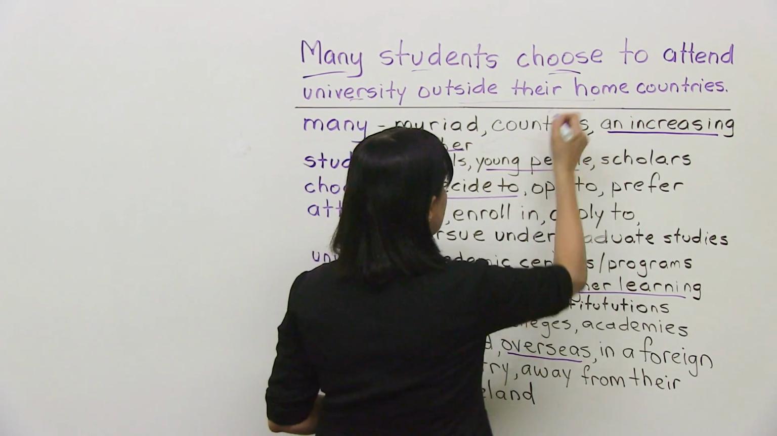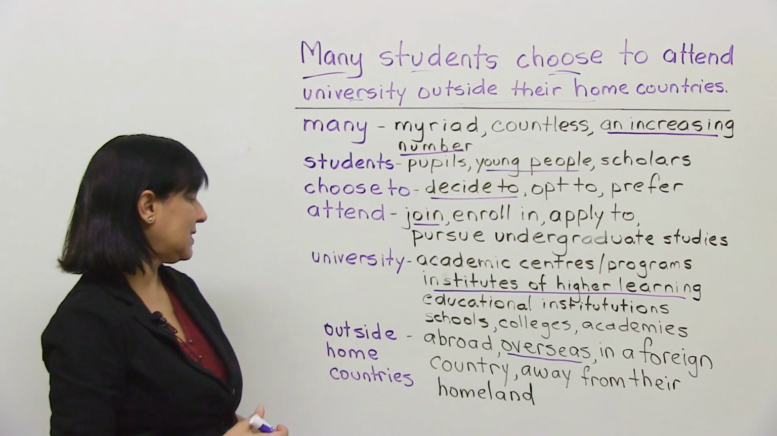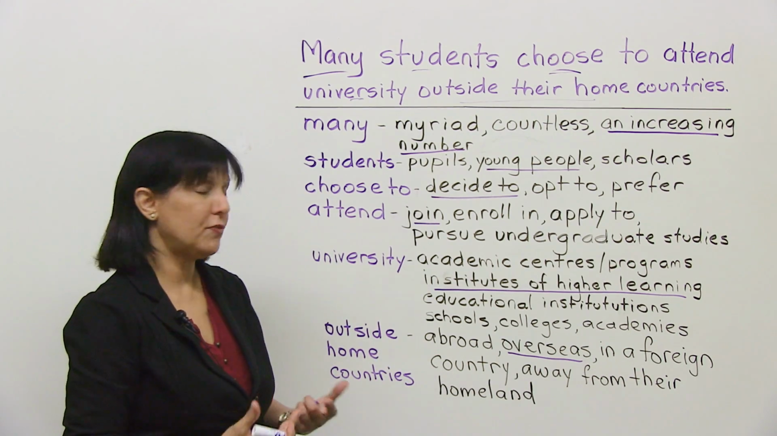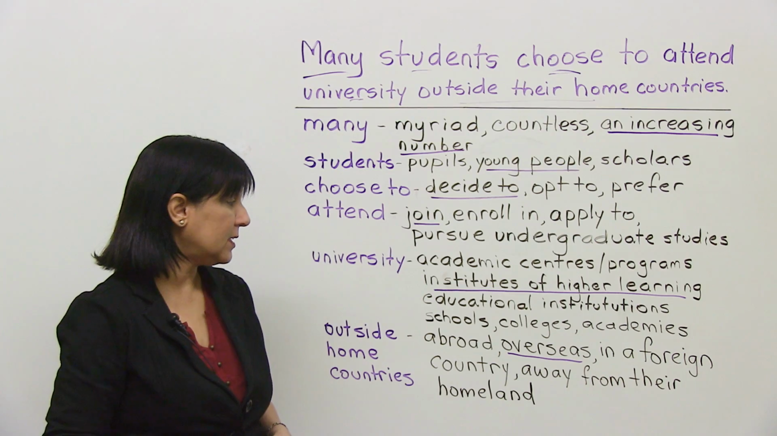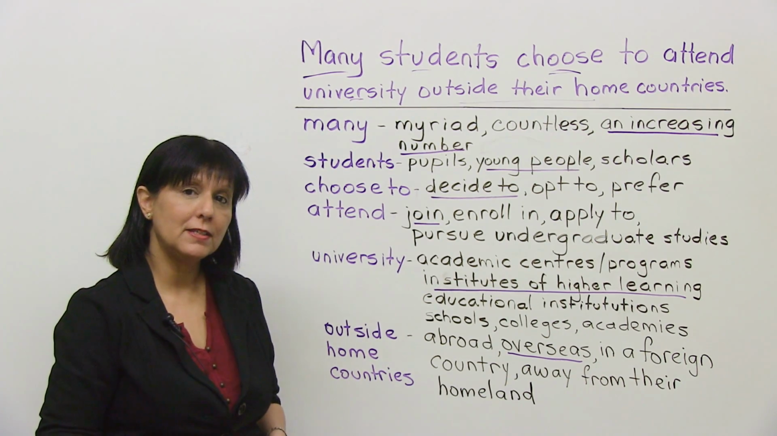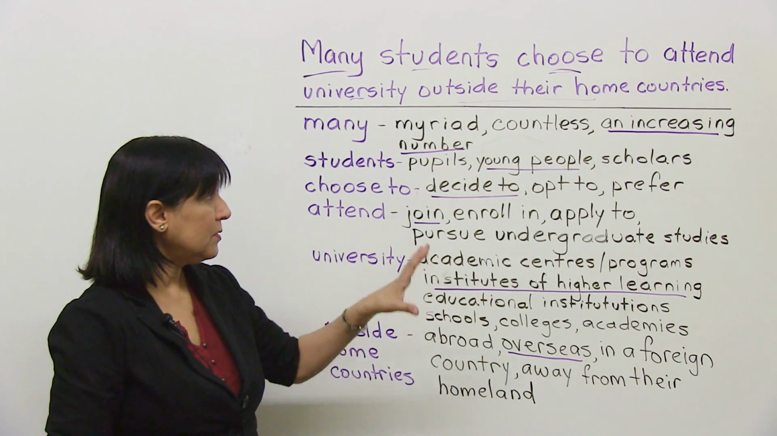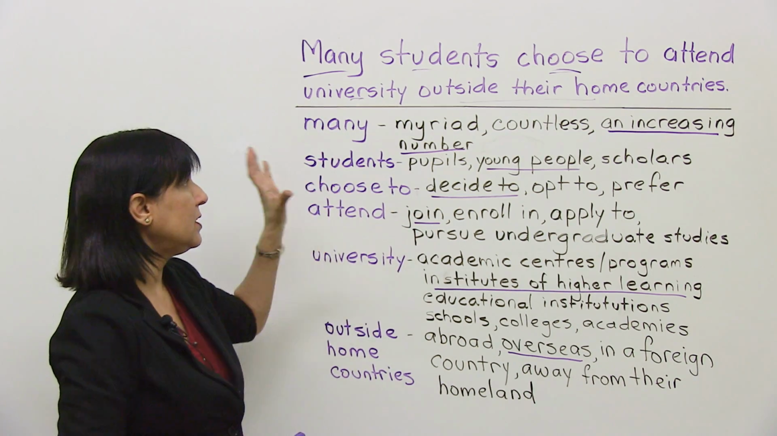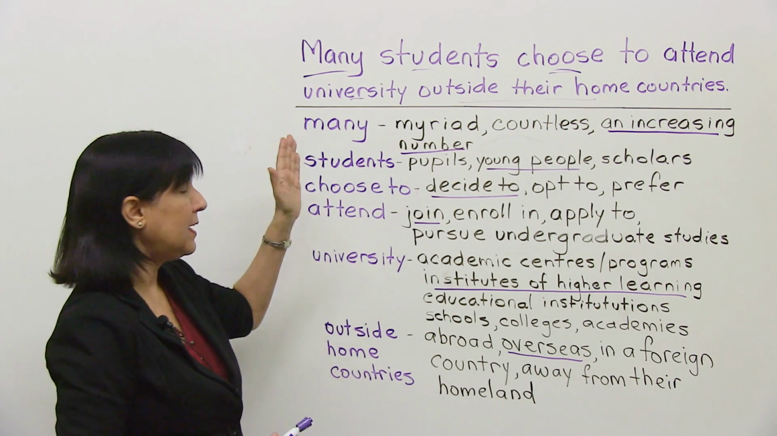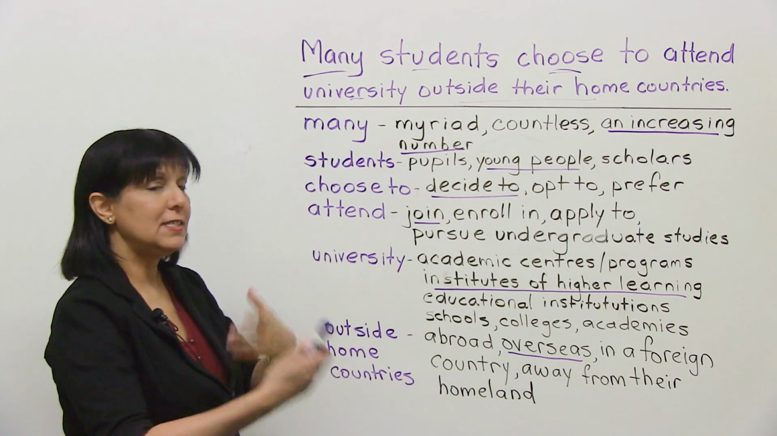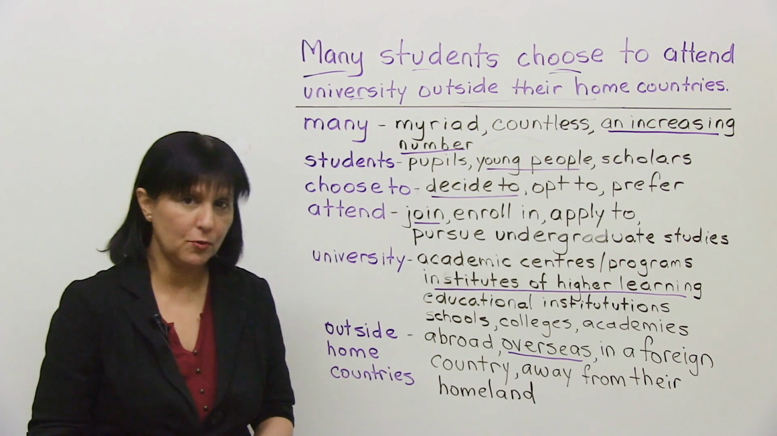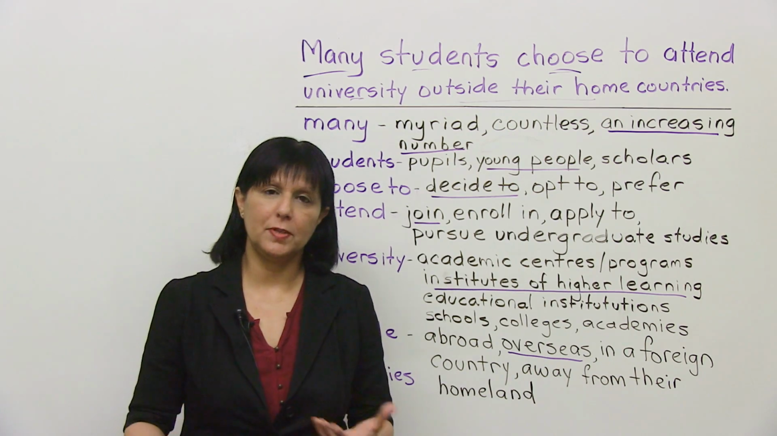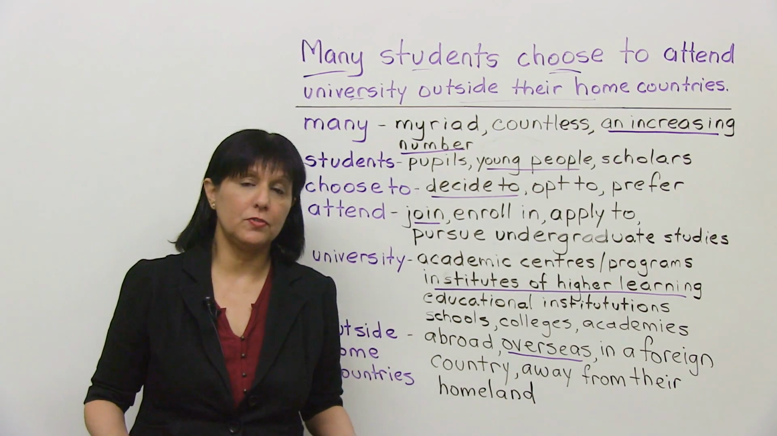Next part, key part, outside their home countries. Instead of saying outside their home countries, say abroad, overseas, in a foreign country, away from their homeland, right? Now, you don't have to write this sentence again, but what I'm asking you to do is to take the question, find the keywords, and see if you can come up with lots of vocabulary for that. In this case, what was the topic? Education, right? So this way you'll be able to check whether you have lots of educational vocabulary.